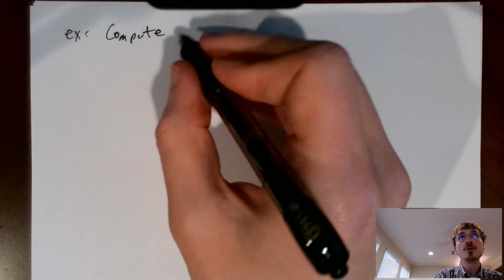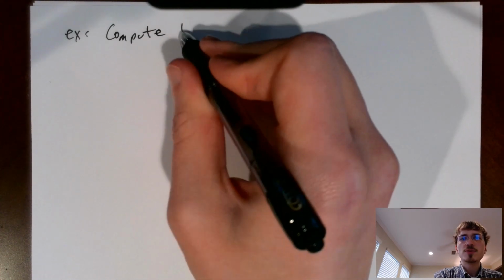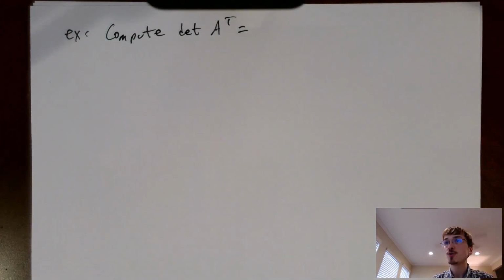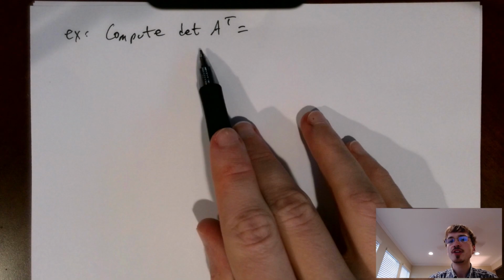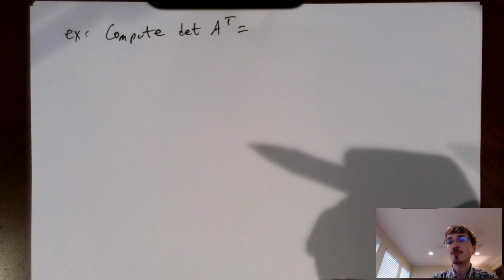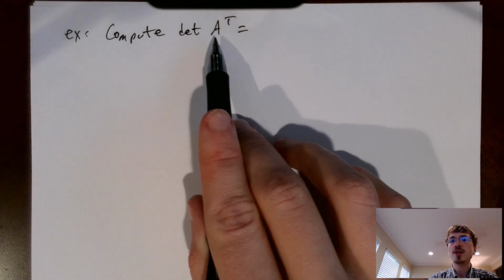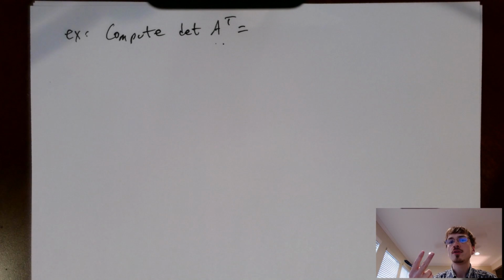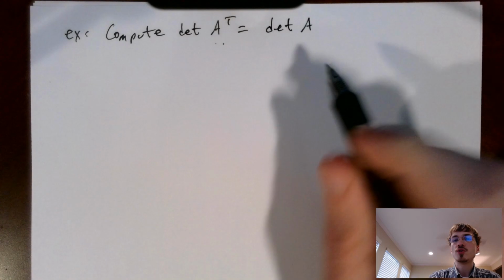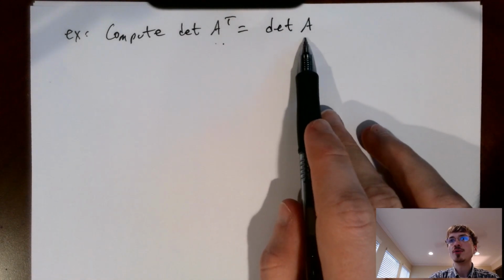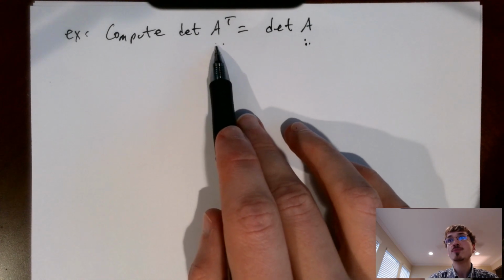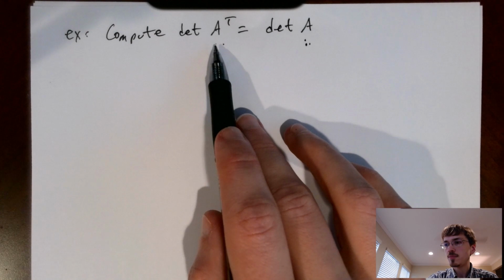Pause the video and think about the following example. Compute the determinant of A transpose. In terms of the determinant of A, what's the relationship between the determinant of A transpose and the determinant of a matrix A? They're the same, right? Because what's the relationship between A and A transpose? We just swapped the rows and the columns. We've interchanged them. So computing the cofactor expansion of A along any row is exactly the same computation as computing the cofactor expansion of A transpose down any column. And that's kind of nice.